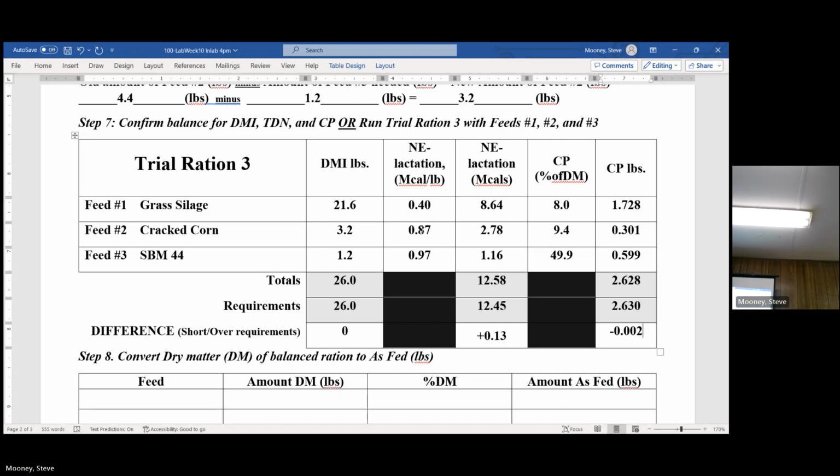My numbers are on, but we're in the same general ballpark. So am I balanced? I.e., is each of the nutrients within 5%? Certainly, we are within 1%, right on for dry matter intake, and probably within 1% for energy. I think it's 1%, and we're well within 1% on the last. So those are rounding errors to a point.